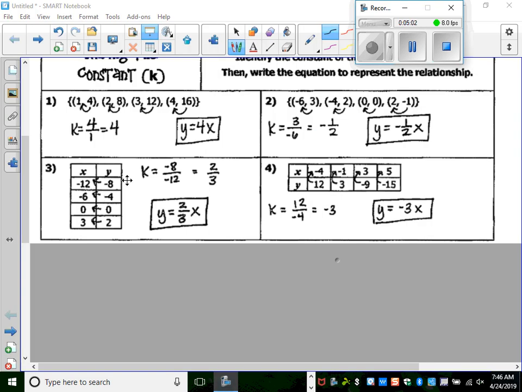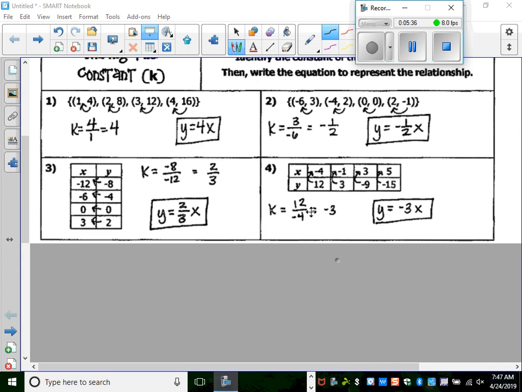So go into number 3. We, again, just take the y value divided by x to get our constant. And again, you'll notice that 0, 0 is in there because it's a common point. So we got -8 divided by -12 comes out to be a positive 2/3. You do always have to reduce your fractions. Okay, -4 divided by -6 will still be 2/3 and so on. So you say y equals 2/3 x.